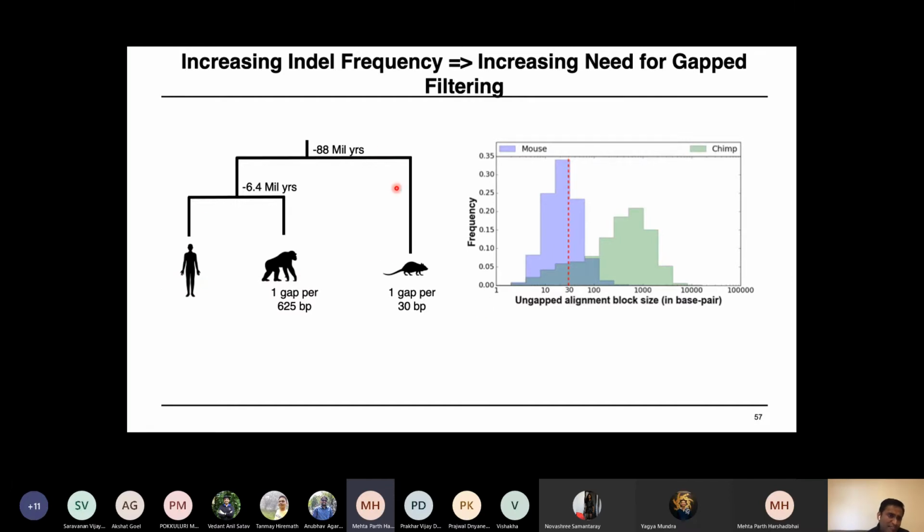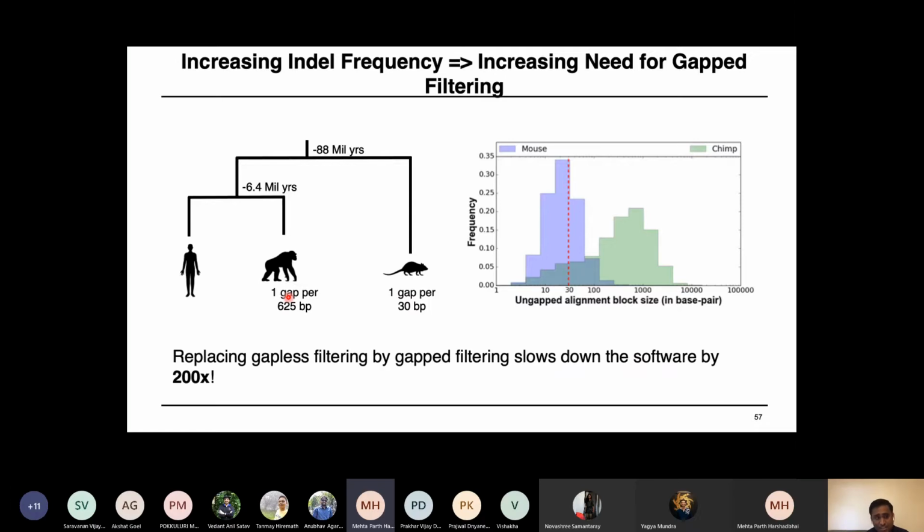But as soon as you move very far away in evolutionary time, for example, human and mouse, which have deviated 88 million years back as compared to 6.5 for human and chimp, the differences between these genomes tend to be high. And so you miss out on a lot of interesting alignments, which could result in biological discoveries.